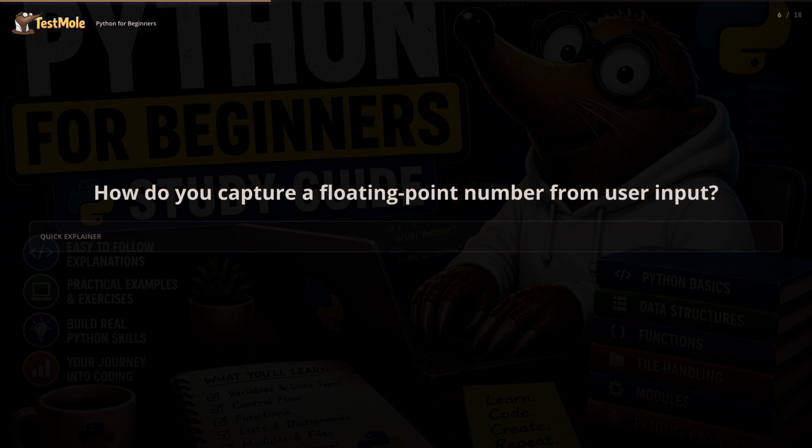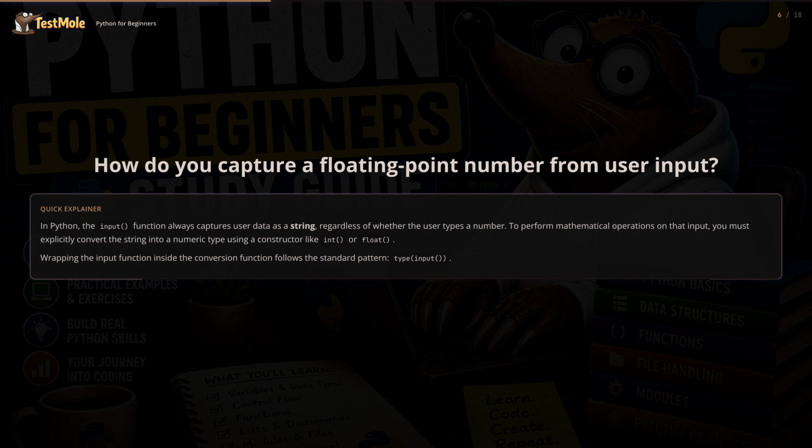How do you capture a floating point number from user input? In Python, the input function always captures user data as a string, regardless of whether the user types a number. To perform mathematical operations on that input, you must explicitly convert the string into a numeric type using a constructor like int or float. Wrapping the input function inside the conversion function follows the standard pattern: type input.